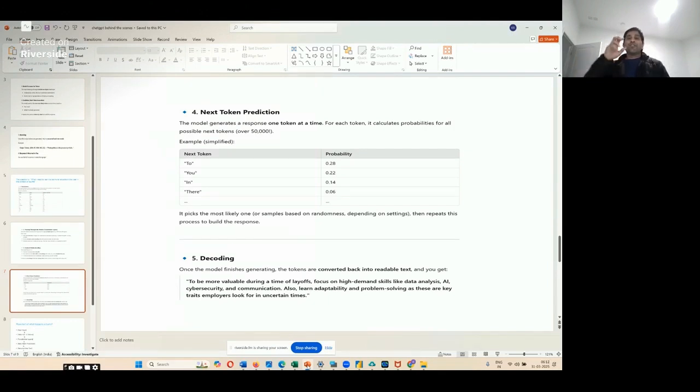Similarly, for all the words, the probabilities are generated and you will have the IDs. Once the IDs are generated for the outputs, they are converted back into readable text. So you want to know, in the context of layoffs, how to be more valuable. Finally you will get an output like: to be more valuable during a time of layoffs, focus on high-demand skills like data analysis, AI, cybersecurity, and communication. Also learn adaptability and problem solving, as these are key traits that employers look for in uncertain times. Like that, you'll have the output.